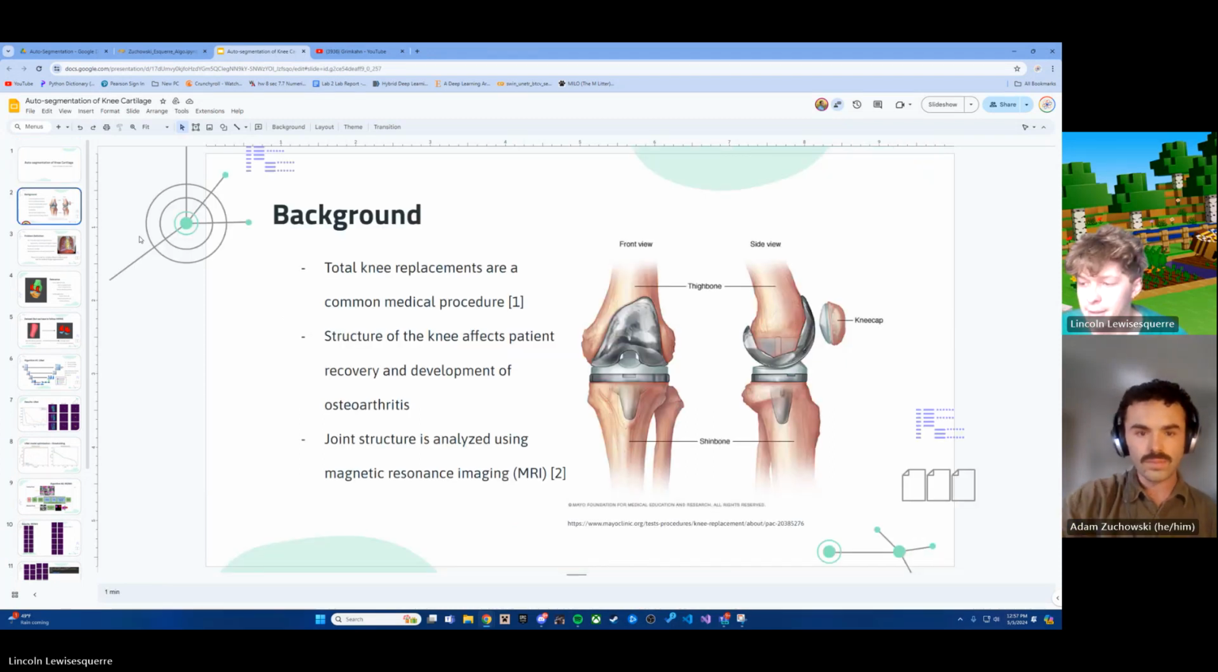Total knee replacements are an incredibly common medical procedure. About 9 million people currently in the United States have received a total knee replacement, and about 10% of people in this country are projected to receive one at some point during their lifetime. The structure of the knee joint really affects patient recovery, outcomes from surgery, and also the development of osteoarthritis after surgery. So it's a really important thing to study, and we're able to study joint structures using magnetic resonance imaging, also known as MRI.